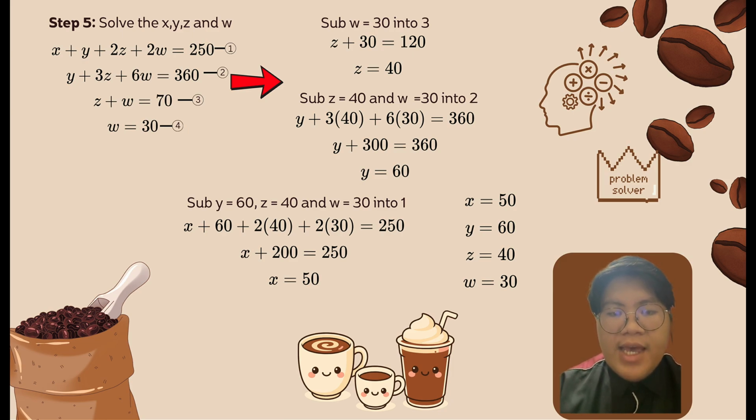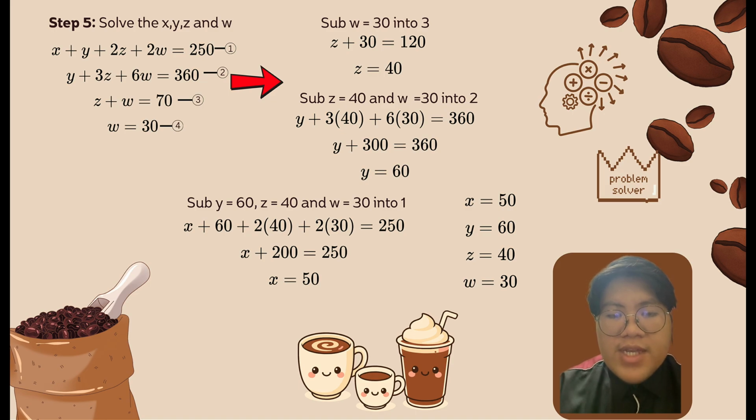Moving on to step 5, we extract our equations from the upper triangular matrix to solve for x, y, z and w using back substitution. Equation 1 is x plus y plus 2z plus 2w equals 250. Equation 2 is y plus 3z plus 6w equals 360. Equation 3 is z plus w equals 70. And from the final row, equation 4 directly gives us our first solution, which is w equals 30.